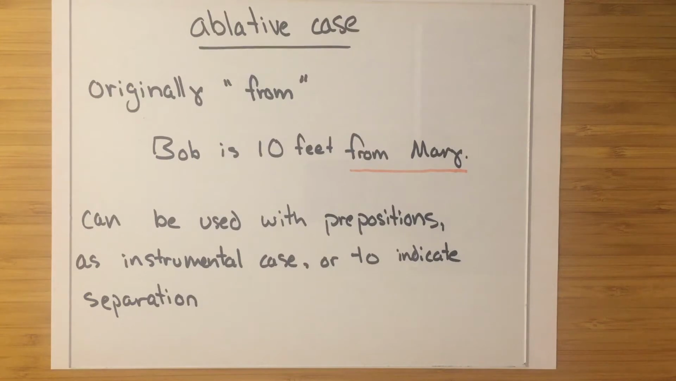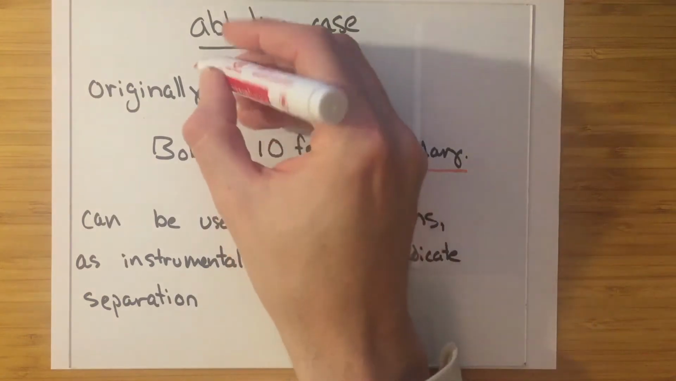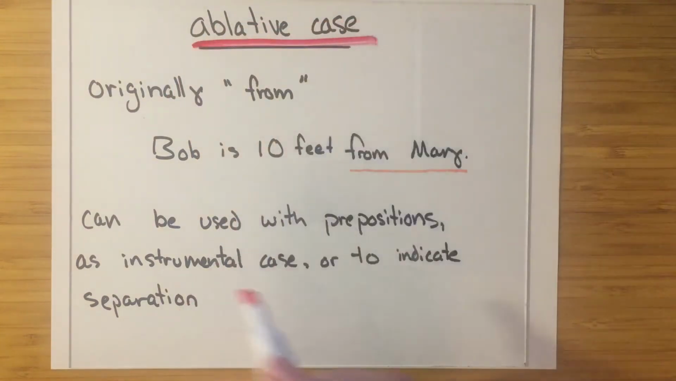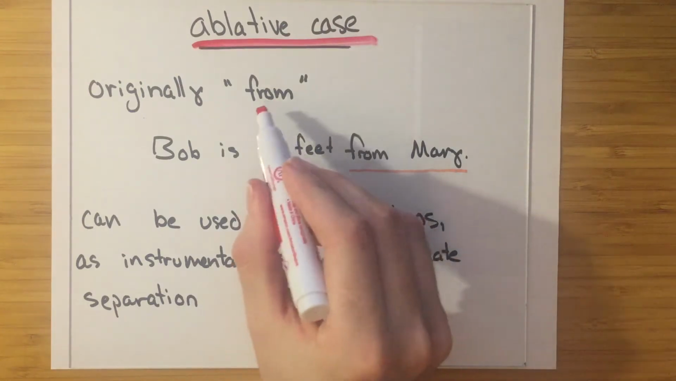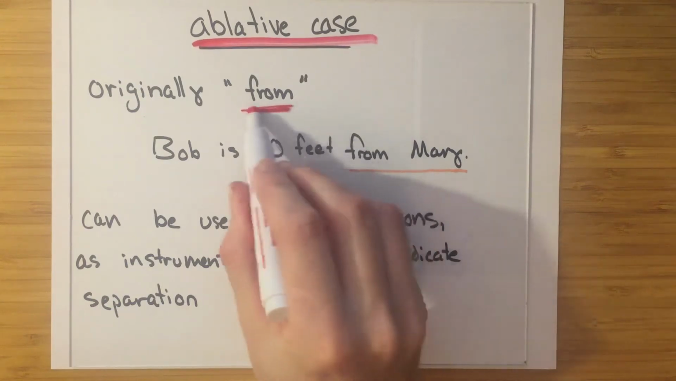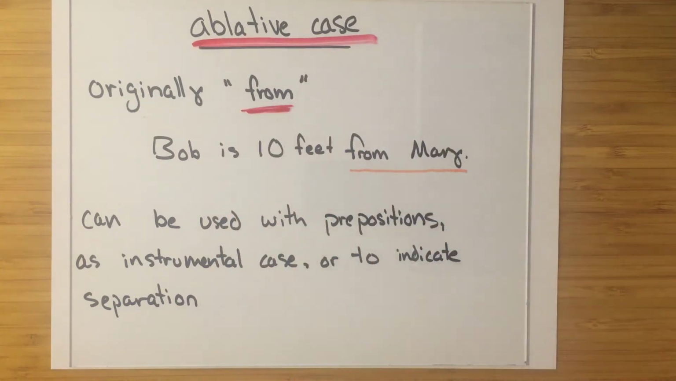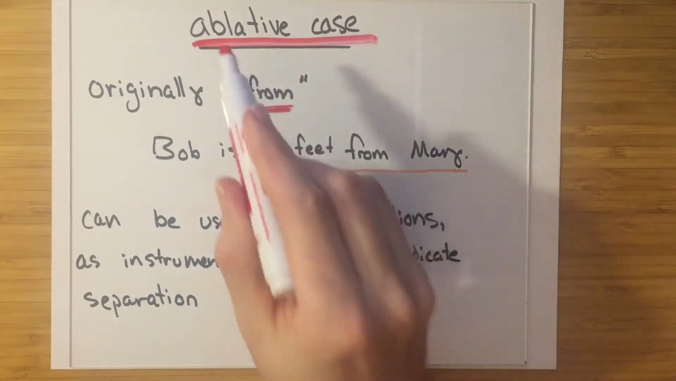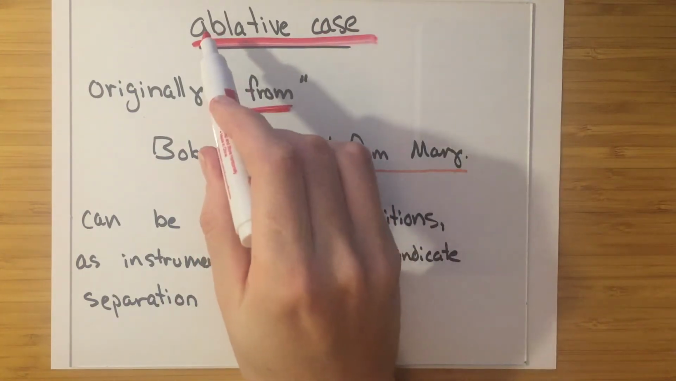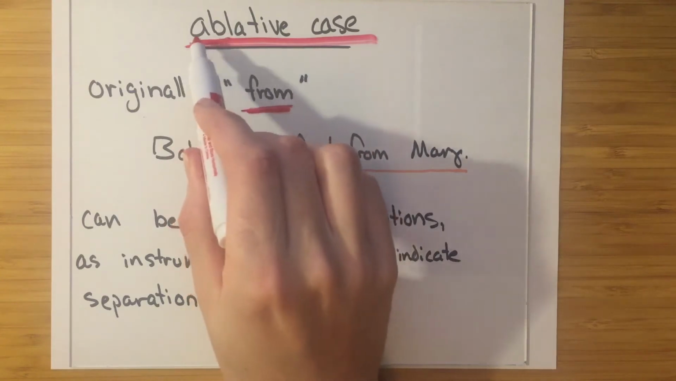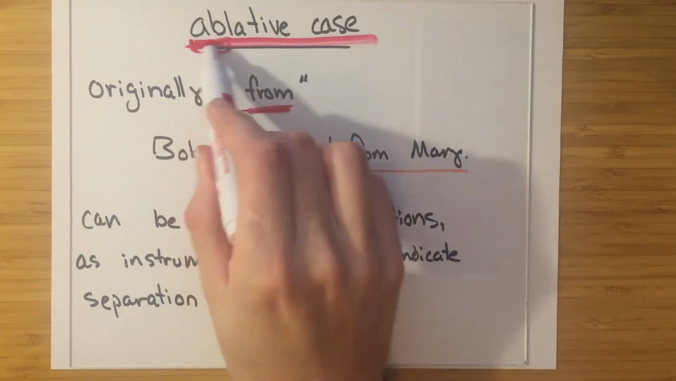In this video I want to talk briefly about the ablative case. So the ablative case originally had the meaning from, from a noun. The reason I say originally is because ab here can essentially mean from.